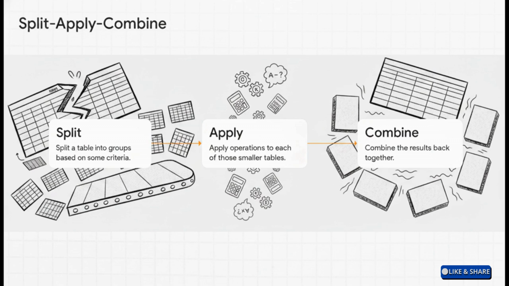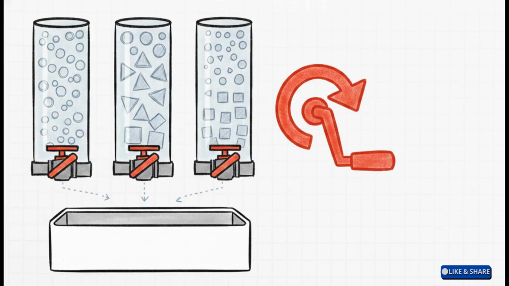Second, you apply an operation to each of those little tables, like calculating average revenue. And finally, the assembly line glues all those individual averages back together into one clean summary table. Split, apply, combine. But watch out for this trap. If you just write your group by code and hit run, you are not going to see your data. You're just going to get this weird DataFrameGroupBy object back.